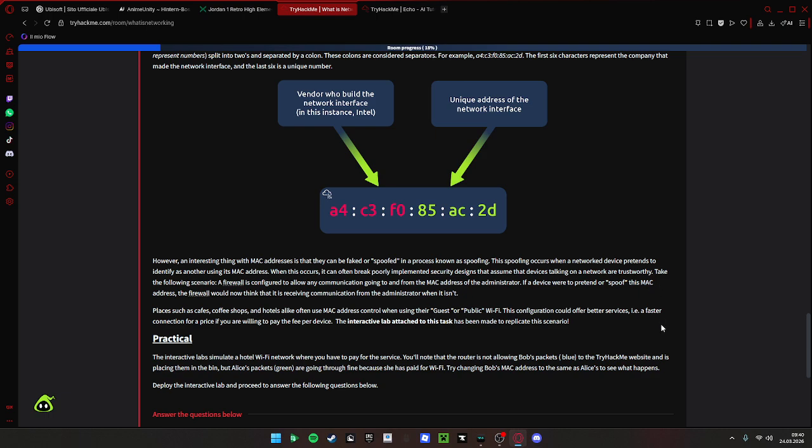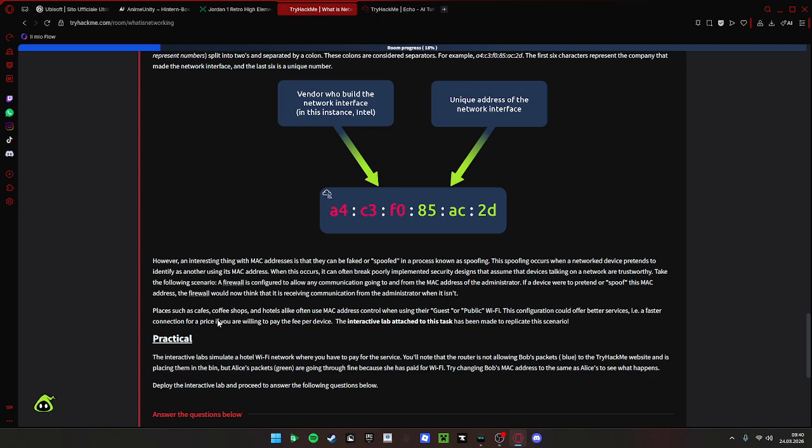Take the following scenario. A firewall is configured to allow any communications going to and from the MAC address of the administrator. If a device were to pretend, or spoof, this MAC address, the firewall will now think it is receiving communication from the administrator when it is not.